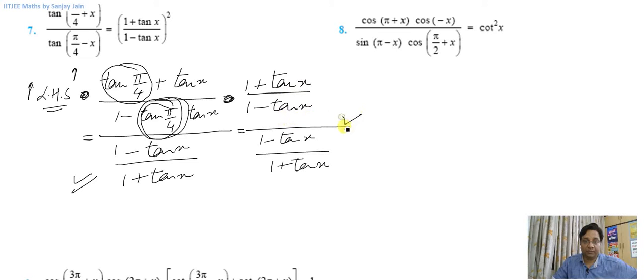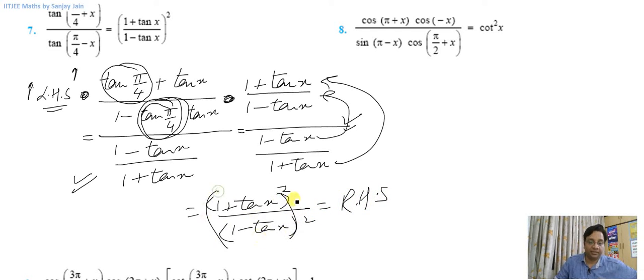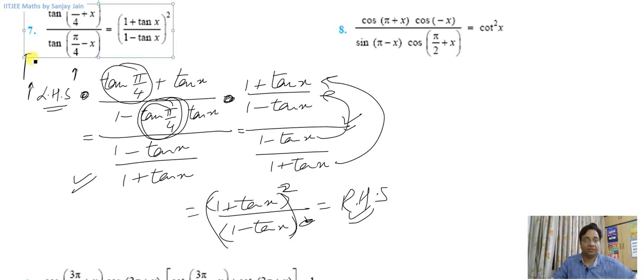Now if you solve this further, this will go here and this will go here. So the result will be 1 plus tan x whole square divided by 1 minus tan x whole square, which is my right hand side. Because you can write this as collectively whole squared. Right, so this is my right hand side. So question number 7 is done. Now let us look at question number 8.